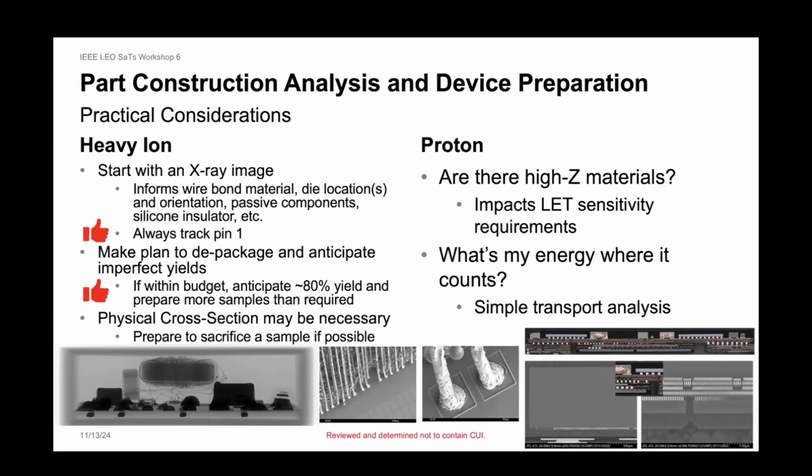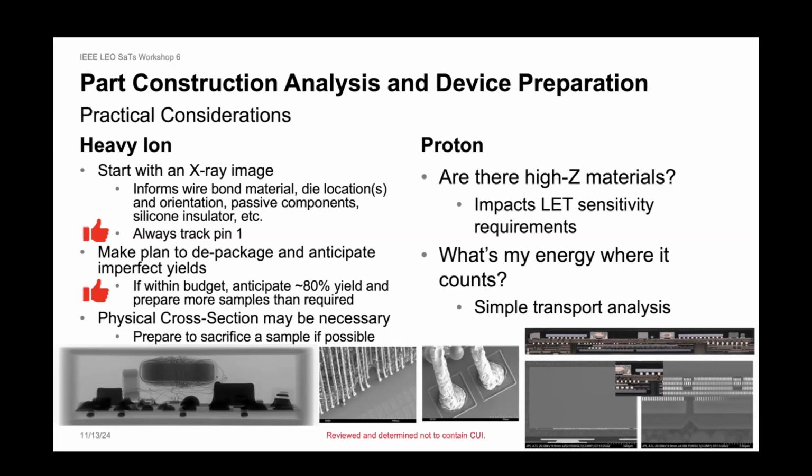A good trick is to always track pin 1, either with a photograph or with marking with a marker, because once we remove the package material, we may lose track of that. Also plan on not having perfect yield in depackaging. And so buy more parts if you can afford it, and if they're available, than you need for your sample size for testing. Physical cross-section, as you can see on the bottom right, can be informative to look at stack up and material thicknesses.